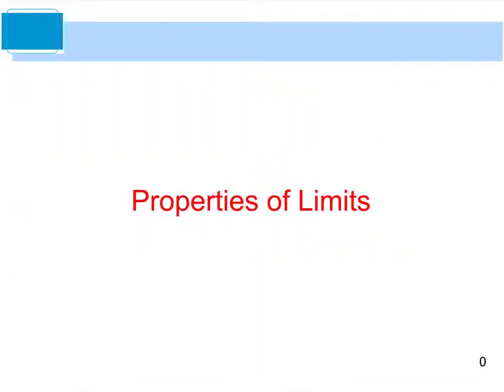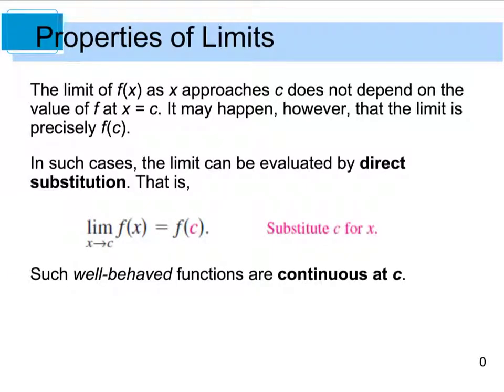Okay, well here's the property of limit. Basically it says the limit of f of x as x approaches c does not depend on the value of f at x equals c. However, it's the limit precisely of f of c. So what that's saying is, just like before, we have a function.